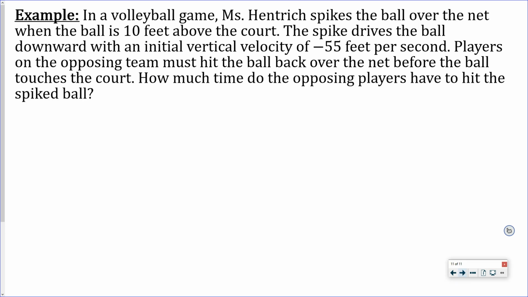This time I'm in a volleyball game. In a volleyball game, Miss Henchard spikes the ball over the net when the ball is 10 feet above the court. The spike drives the ball downward with an initial vertical velocity of negative 55 feet per second. There's the speed of the ball. That is coming in hot. Players on the opposing team must hit the ball back over the net before the ball touches the court. How much time do the opposing players have to hit the spiked ball?